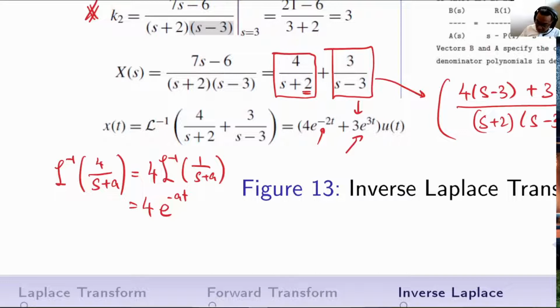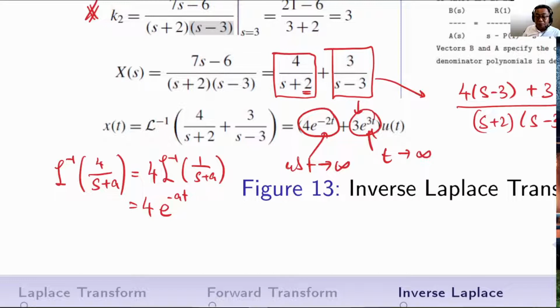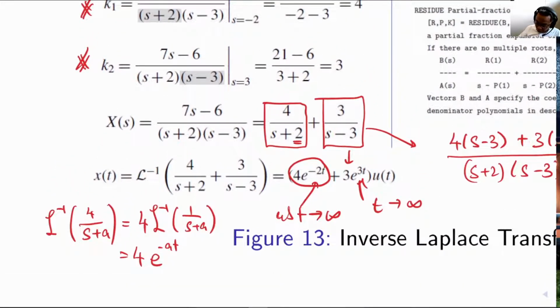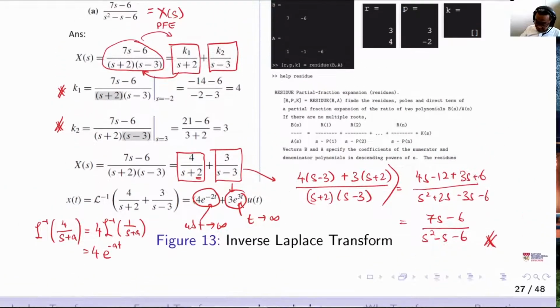The second term will become 3e to the plus 3t, and then we have the Heaviside function. Now, look at this very carefully. As time goes to infinity, this term goes to 0. But when time goes to infinity, this expression will blow up, and we don't like that. So later on, we'll show you how to study stability of systems.